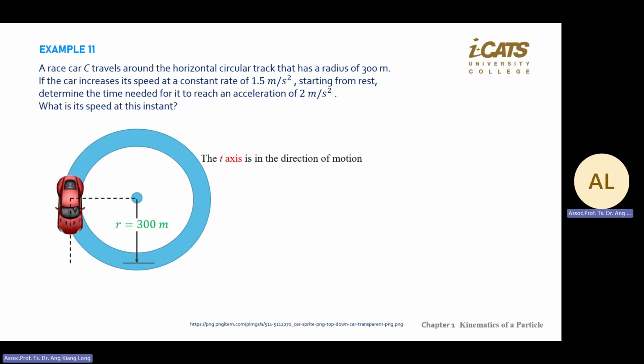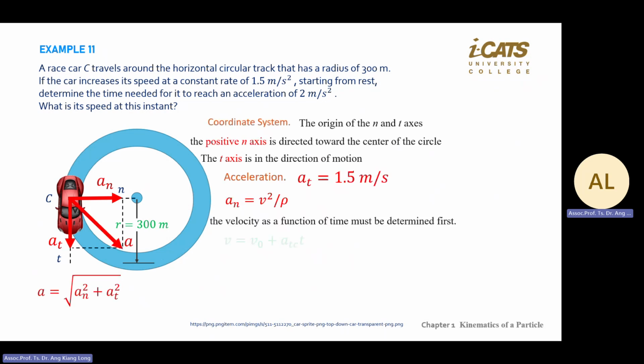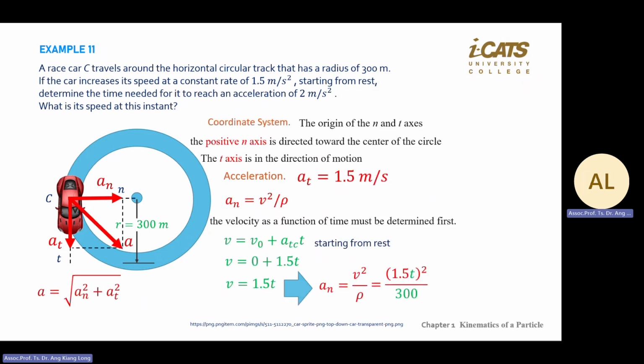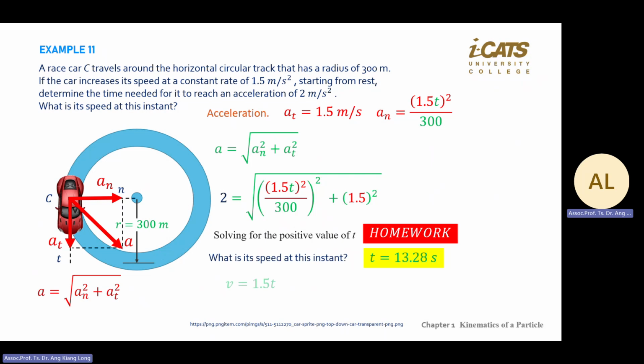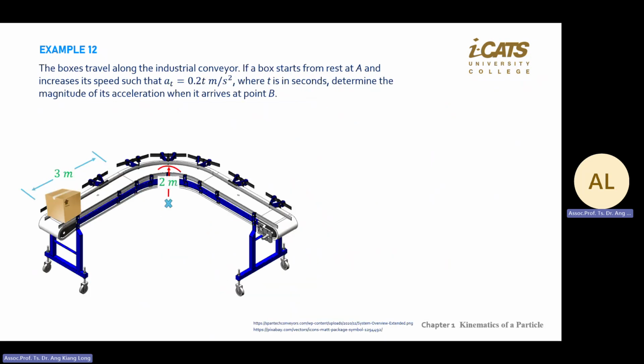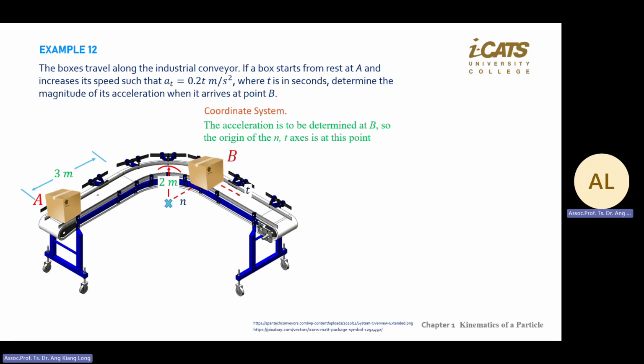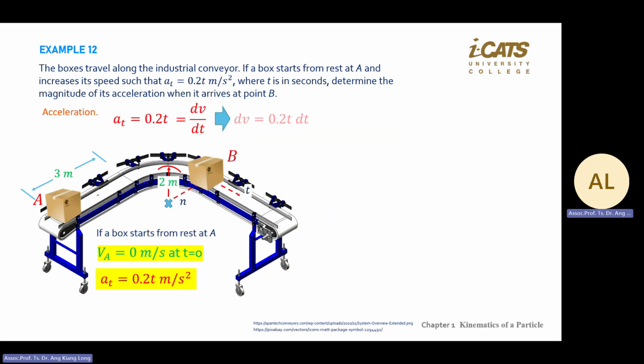Okay. This one is your homework. You go and read this one. This one we already discussed. Okay. So this one you have a view. This one also. This one is the combination of rectilinear motion plus the curvilinear motion. Okay, we already done this too.